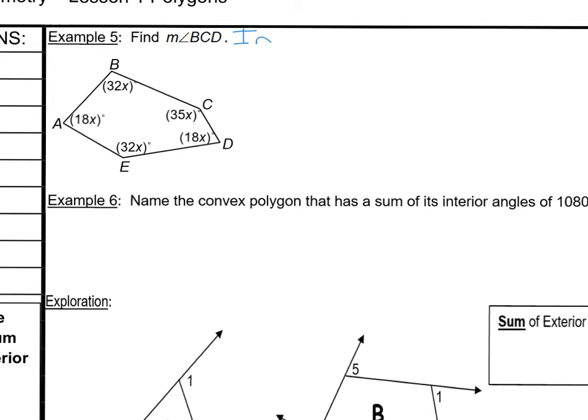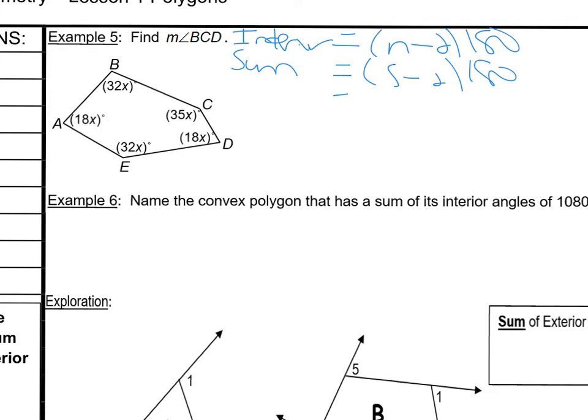The interior sum formula is n minus 2 times 180. Notice this is a 5-sided figure, so n is 5. So 5 minus 2 times 180. 5 minus 2 is 3, and 3 times 180 is 540. So notice the sum of the interior angles is 540, no matter what method you use. So we first need to find x before we can find the measure of angle BCD.